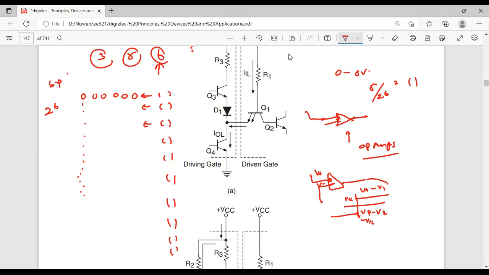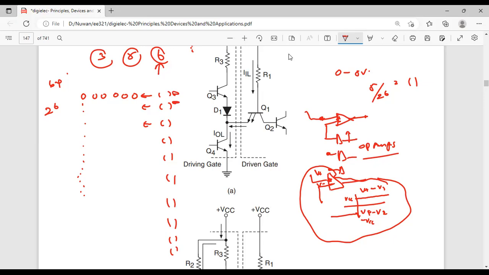So you can use this property to use op-amps as a comparator. Then using several such comparators, you can design the ADC. We have to give the voltage values for each comparator. You can use a resistor divider to give the voltage values, then you can design the circuit.